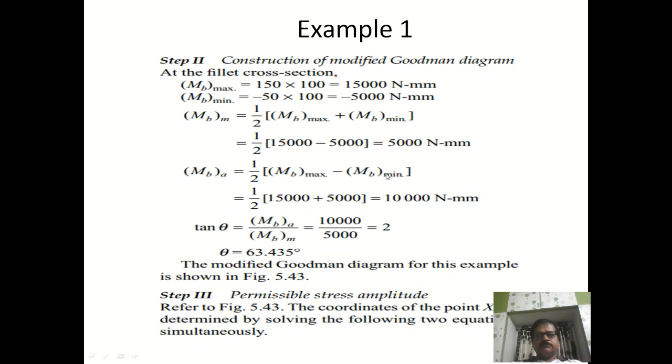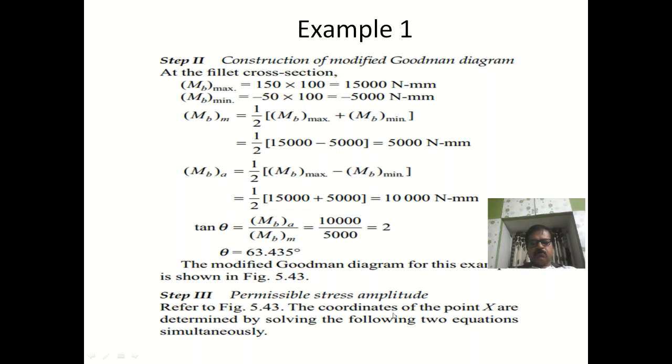Now tan theta is the ratio of the amplitude to the mean bending moment. Amplitude is 10,000 and the mean is 5,000, and hence tan theta is 2, and the theta value is tan inverse 2, that is 63.435 degrees. Now we can use this theta in the Goodman diagram, and in the next step we are finding the coordinates of X by solving the equations.